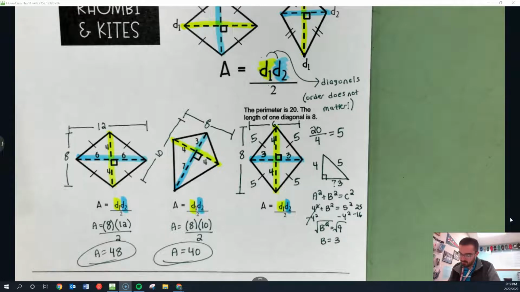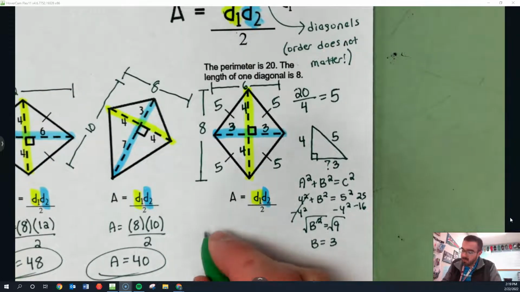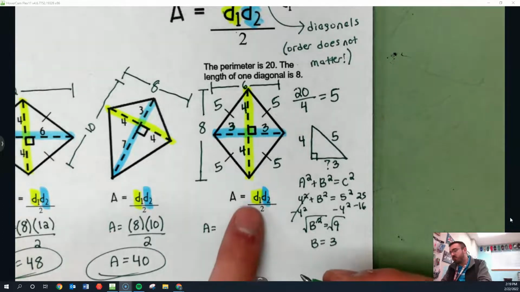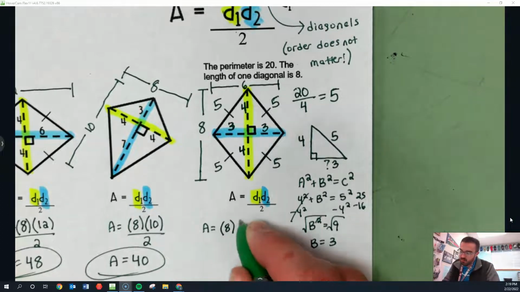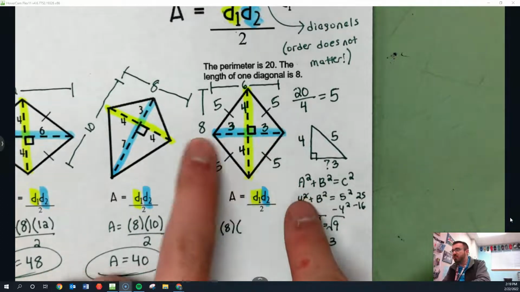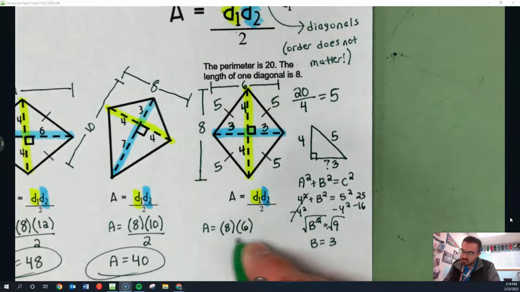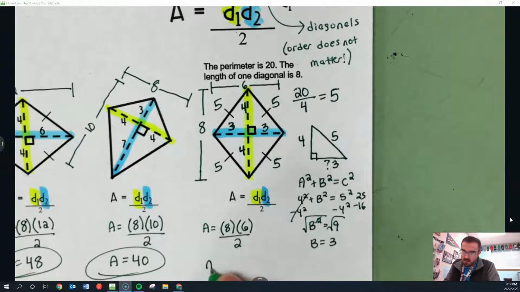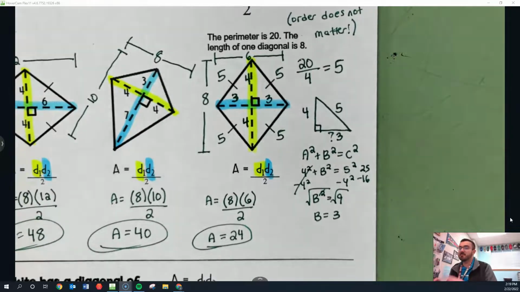All right, so if we go back to the formula, let's take it one step at a time. Area equals the diagonal 1. It's the yellow. We knew that was 8 from the get-go. That part's not hard. What about diagonal 2? It's the blue part. We figured out this part's 3, so this part has to be 3. So 3 plus 3 is 6. Divided by 2. Area is going to equal 24 units squared, basically. Don't freak out. Maybe go rewatch the video if you need to. That's how you do that one.